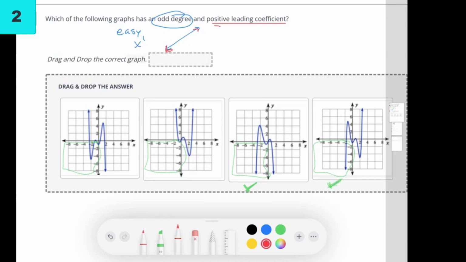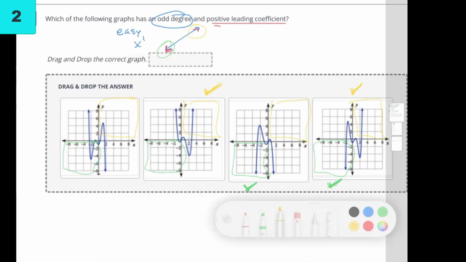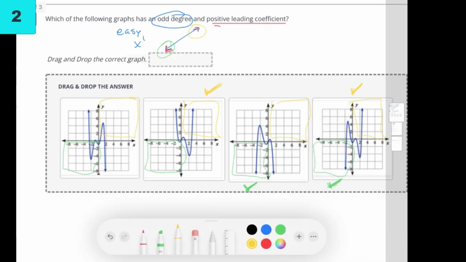And then I need another arrow. Let's see, I did that in green. Let's do this one in yellow. I need one in the top right, an arrow on the top right. Okay, the only one that has that is this graph and this graph. So the only graph that is both an odd degree and has a leading positive coefficient is this one here. This graph here is your answer.